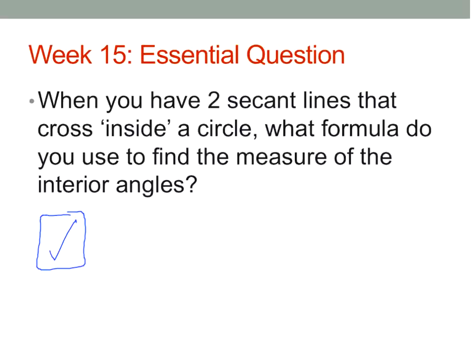So go ahead and continue writing. I'm just going to read it out loud. It says, when you have 2 secant lines that cross inside a circle, what formula do you use to find the measure of the interior angles? So obviously this is not one where I'm asking you your opinion. This one is just going to be a very specific formula. I'll give you another 30 seconds and then I will put it up again at the end in case you didn't quite have a chance to copy that down.